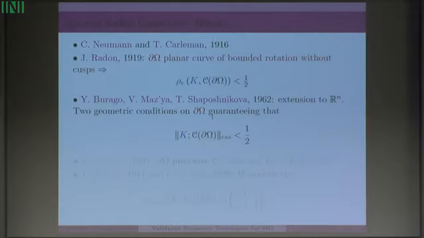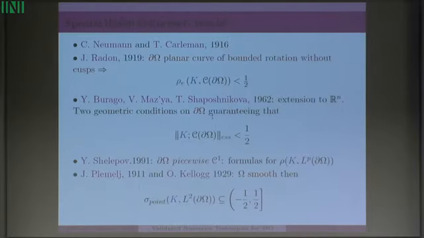I'm going to be very brief about the history, but the history is long and distinguished. Neumann himself looked at issues like this. Certain things have been done in the case of planar domains of bounded rotation without cusps by Radon. Here S stands for essential spectrum, the set of points for which Fredholmness fails for the operator zI minus K. Shelepov has spectral radius formulas for K on L^p if the domain happens to be piecewise C1.